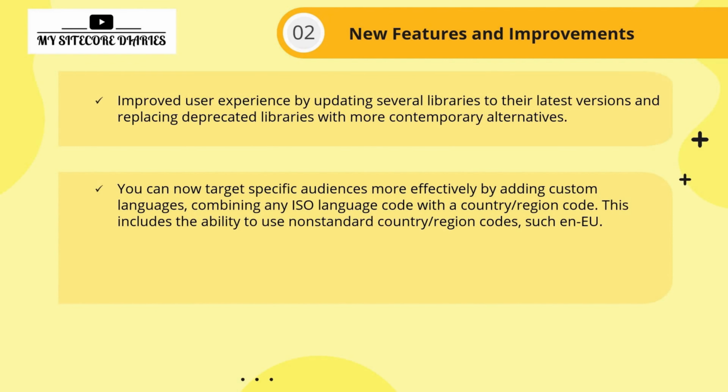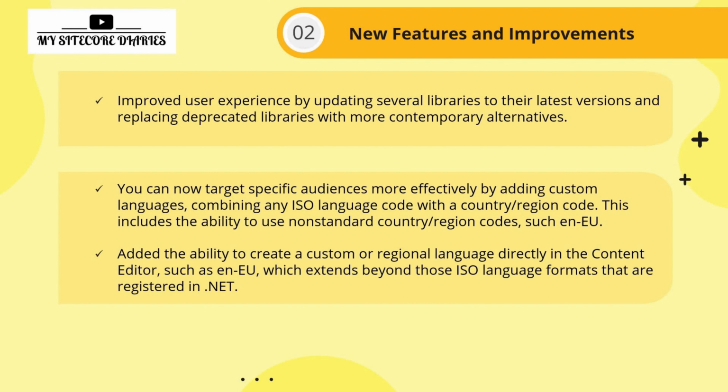You can now target a specific audience more effectively by adding custom languages, combining any ISO language code with a country region code. This includes the ability to use a non-standard country/region code such as ENAU. So they added the ability to create a custom or regional language directly in the content editor, such as ENAU, which extends beyond those ISO language formats that are registered in .NET.